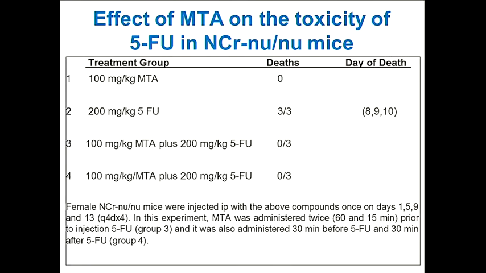In another experiment done by our colleagues at Southern Research, a small animal toxicity experiment, showed that you can also protect from a lethal dose of fluorouracil by pre-treating the animals with methylthioadenosine, shown here, either giving the drug before fluorouracil or giving the drug at 2 different schedules, before and after fluorouracil.